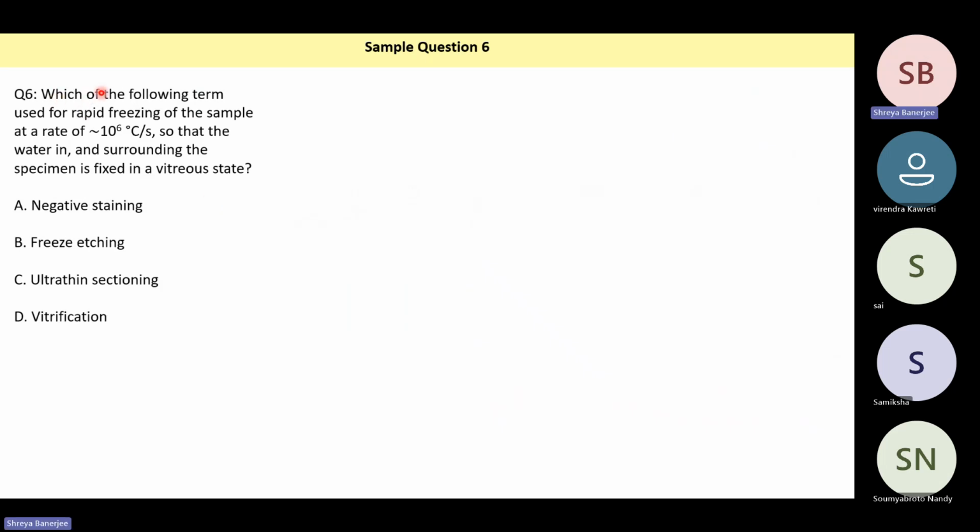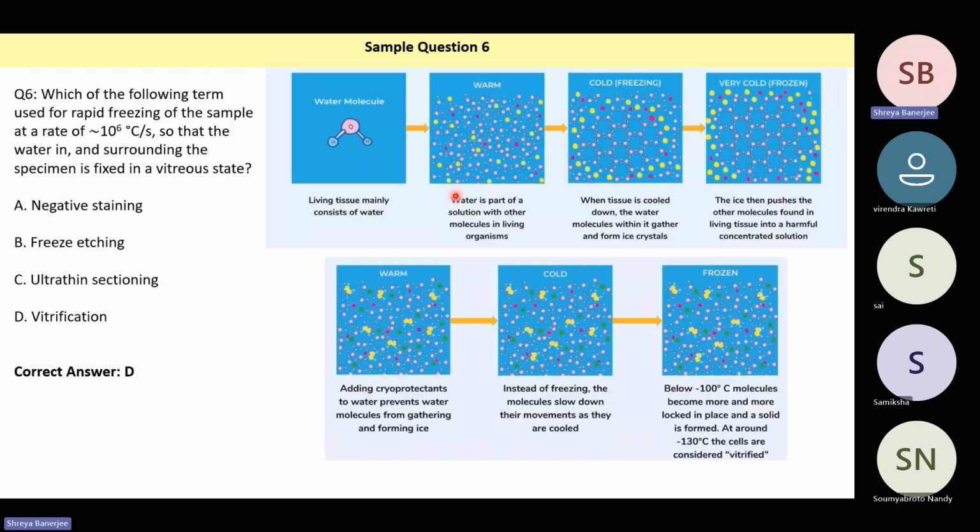Then it is asking, which of the following terms is used for rapid freezing of the sample at a rate of 10 to the power 6 degrees Celsius per second, so that the water in and surrounding the specimen is fixed in a vitreous state. Is it freeze etching or vitrification? No, actually it is vitrification. I'll explain.